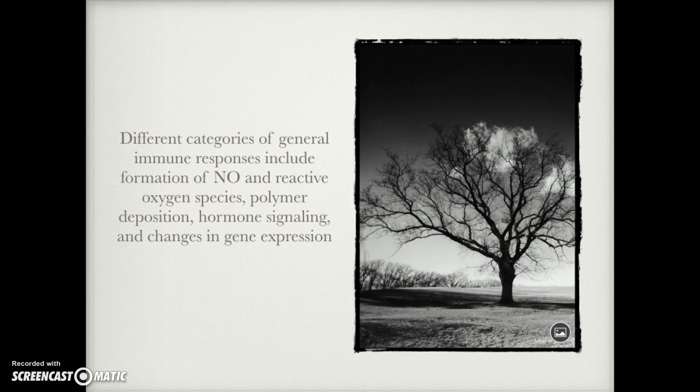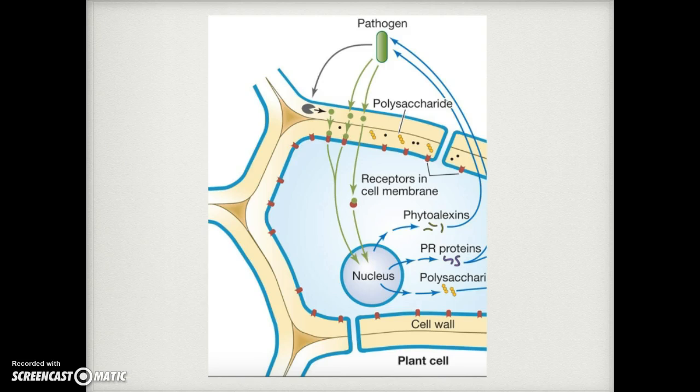The pathways can lead to many responses, including formation of nitric oxide and reactive oxygen species, polymer deposition, hormone signaling, and changes in gene expression. With formation of nitric oxide and reactive oxygen species, binding results in the production of nitric oxide and hydrogen peroxide, which are toxic to some pathogens.